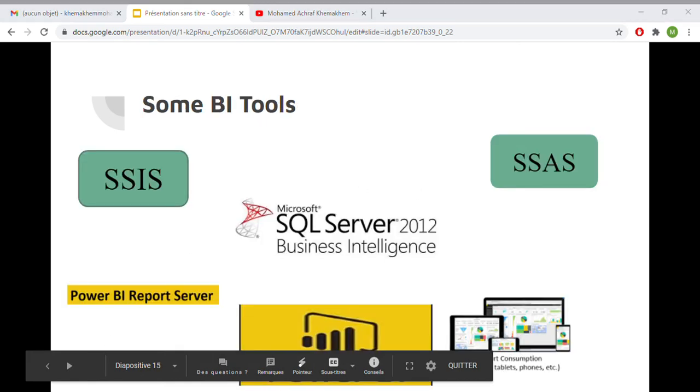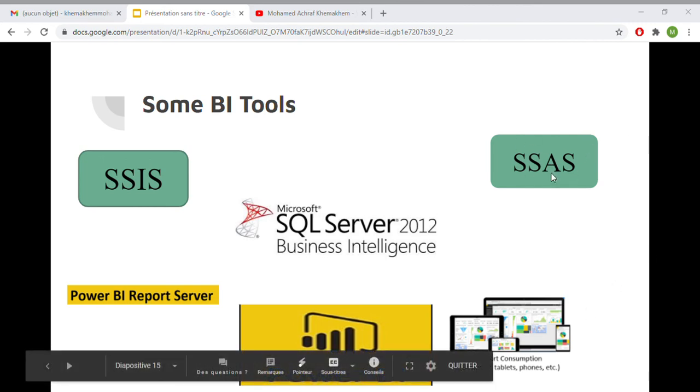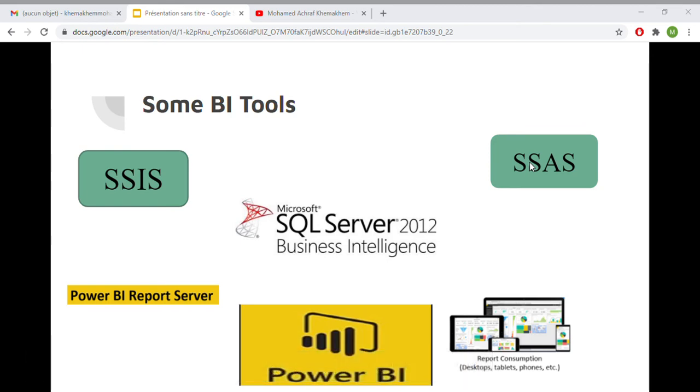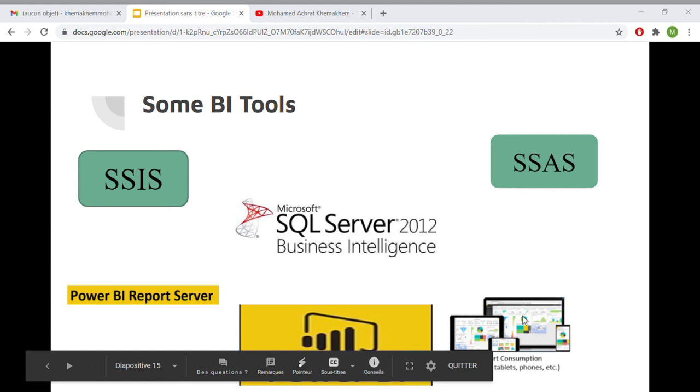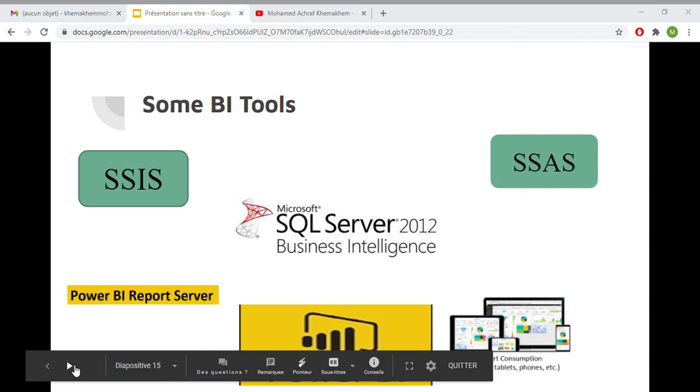So here I'm showing you some of the BI tools that I am familiar with, such as SQL Server Integration Services for the integration phase, SQL Server Analysis Services for creating the cubes, and the Power BI Report Server, Power BI Desktop, and the Power BI mobile application, also Microsoft SQL Server for business intelligence solutions. Now we have 2019, I believe, the latest version.